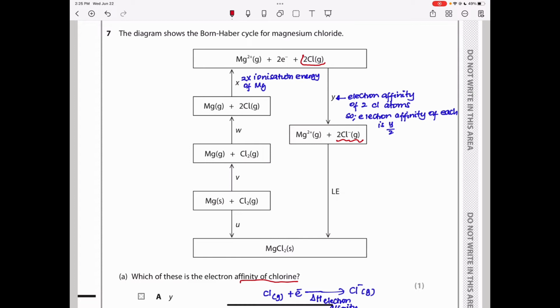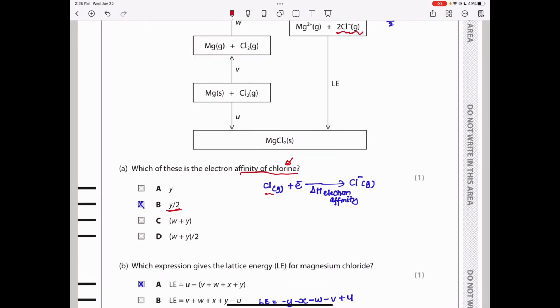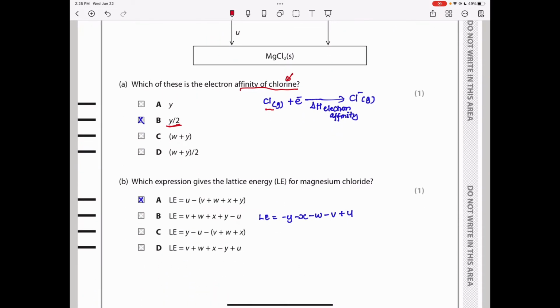So since it's 2 moles of chlorine converted into 2 moles of chloride, the electron affinity here is going to be Y. However, this question is asking us for chlorine. Electron affinity is for 1 mole, so in this case, it has to be Y over 2, and that is why B is the answer. The one required here is Y, but since it's for 2, to find the one for 1, you have to divide it by 2. So it should be Y over 2. B is the answer for that part.